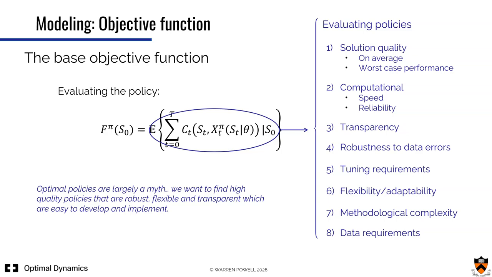When the world changes, can I adapt my policy? Methodological complexity, I may have to program this up myself. If it's too complicated, what happens if it doesn't work? And this is a very big issue in certain classes of policies. Finally, the data requirements. So when you consider all 8 of these, and these 8 are very important, the notion of optimal always applies to number 1. What is the performance on average?